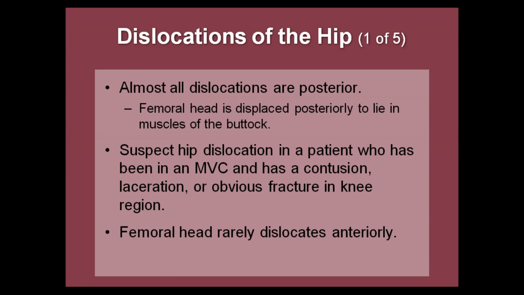Most dislocations of the hip are posterior. The femoral head is displaced posteriorly to lie in the muscle of the buttocks. You want to suspect hip dislocation in a patient who has been in an MVC and has a contusion, laceration, or obvious fracture in the knee region. This basically is popping that bone out of the joint. The femoral head rarely dislocates anteriorly; that happens when the legs are suddenly and forcibly spread wide apart and locked in this position.